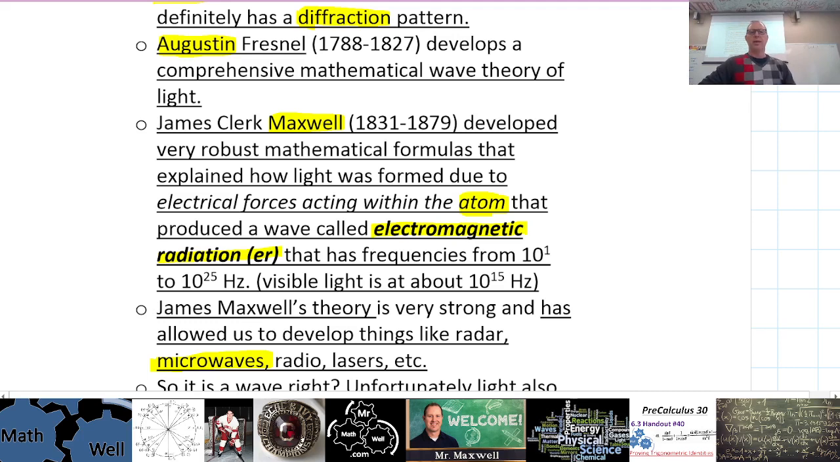So electromagnetic radiation, or ER, has frequencies between 10 to the 1 and 10 to the 25 hertz. Visible light is about 10 to the 15 hertz. So visible light that we can see in all the colors actually have a wavelength. They actually have wavelengths. So light as a wave is very well established, and again, the nature of some of these things, we still don't have it completely figured out.